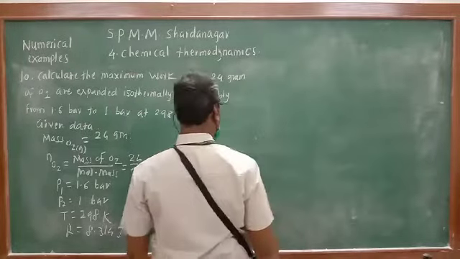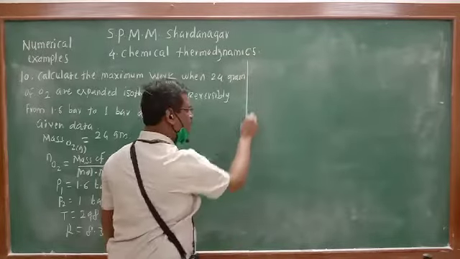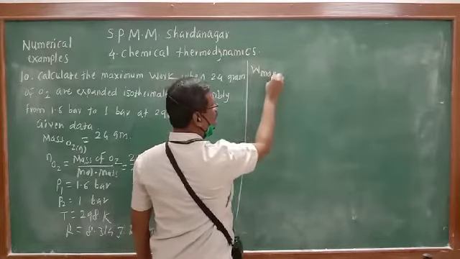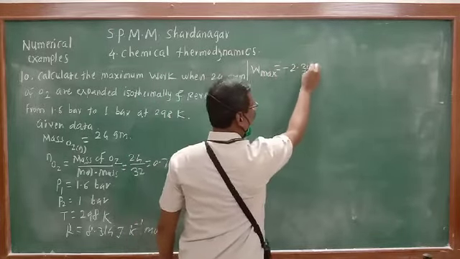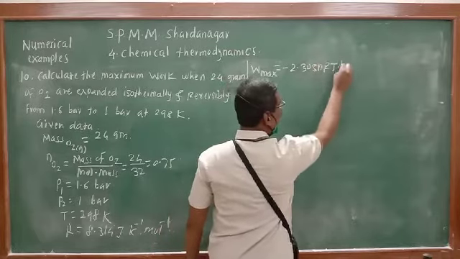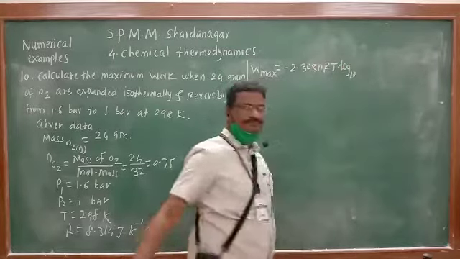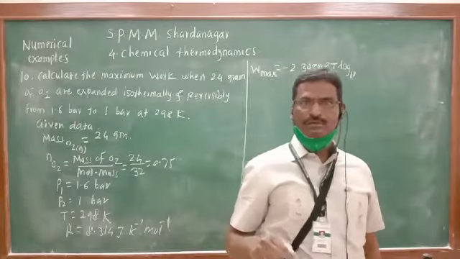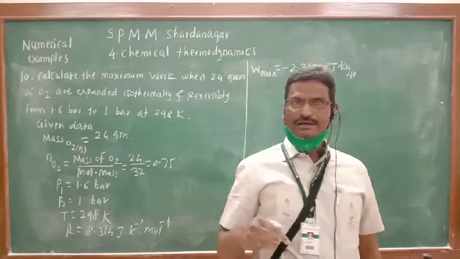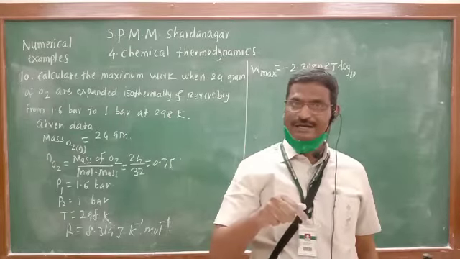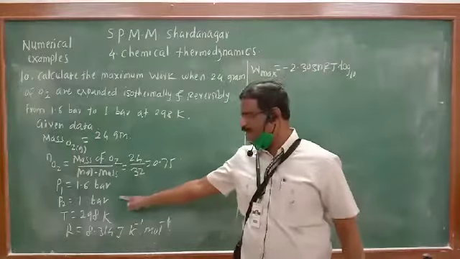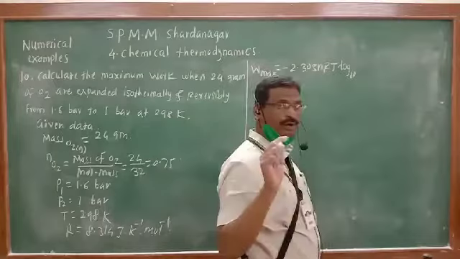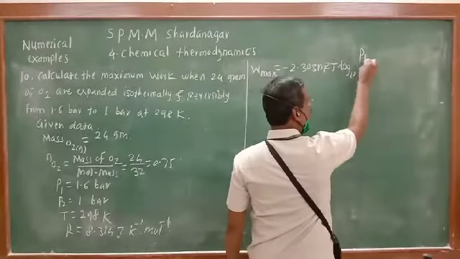So during a reversible isothermal process, we know that the equation of W max will be equal to minus 2.303 nRT log to the base 10. Either we have to use final volume upon initial volume or initial pressure upon final pressure. They have given the change in pressure, therefore we have to use the equation according to Boyle's law. V2 upon V1 is replaced by P1 upon P2.